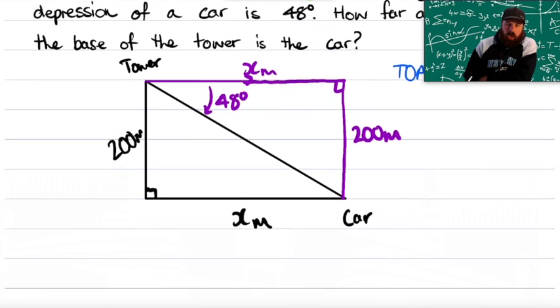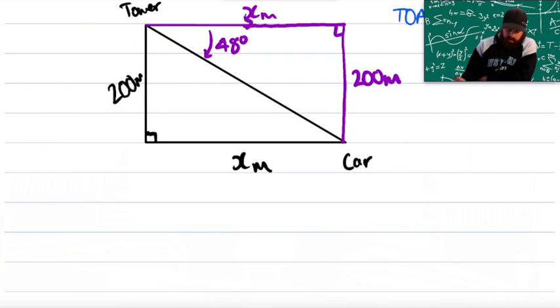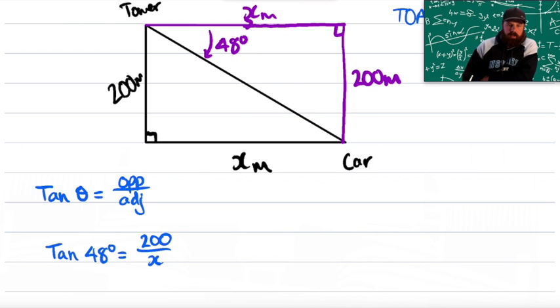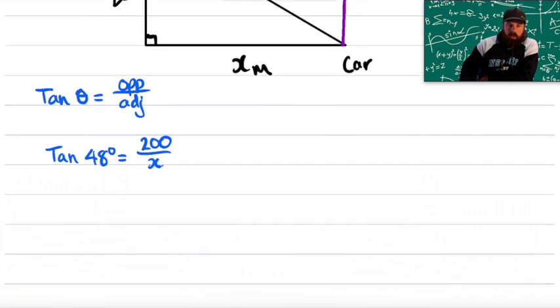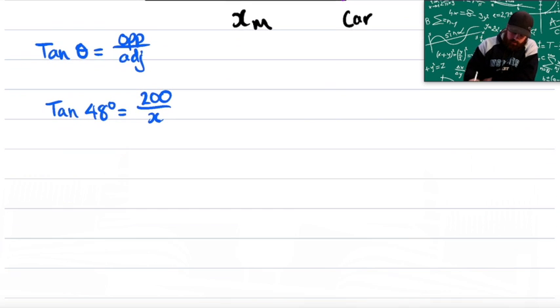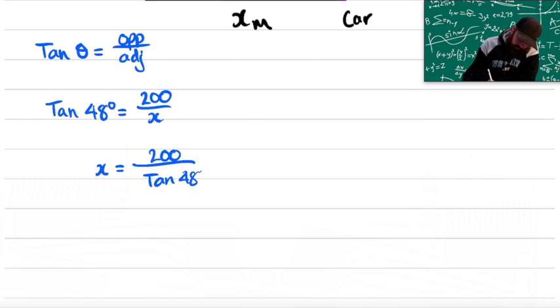Opposite and adjacent is TOA, so tan. So we know that tan of theta is going to be the opposite side over the adjacent side. So tan of 48 degrees is going to be the opposite side, which was 200 meters, over X. Remembering that when our unknown was in the denominator, these two things just switched places. So X is going to equal 200 over tan of 48 degrees.